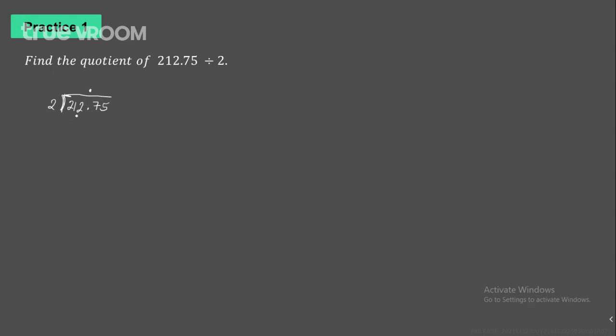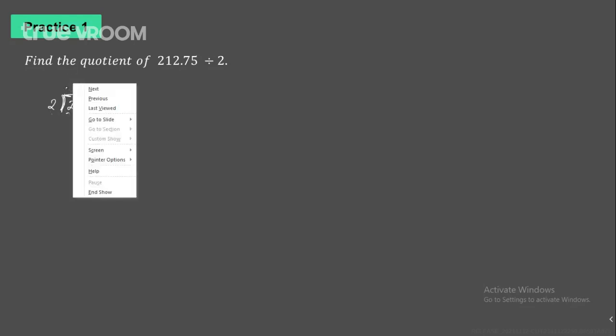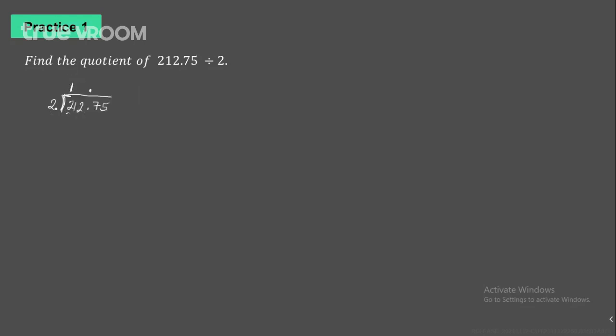Next, you divide each number. Let's start with the first number. 2 divided by 2 is what? We can divide the first number because it is 2. So 1. 2 divided by 2 is 1. So write 1 right above 2. 1 times 2 is 2. So minus: 2 minus 2 is 0.